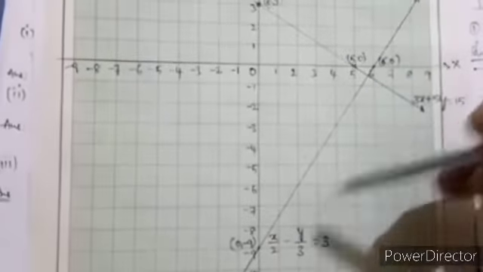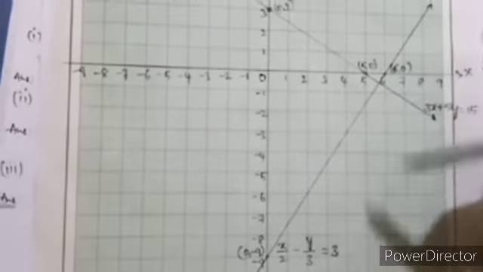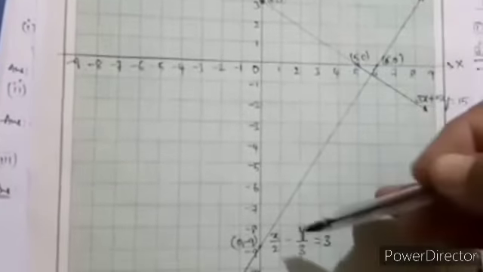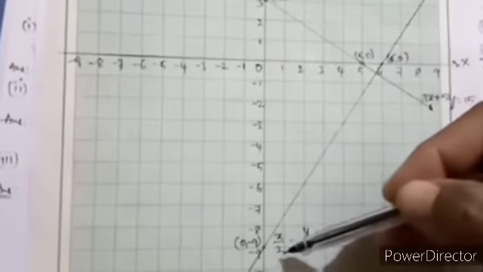When you are getting a line, you may draw four or five graphs in this sheet. That's why the equation x by 2 minus y by 3 is mentioned nearby the line where we have drawn.